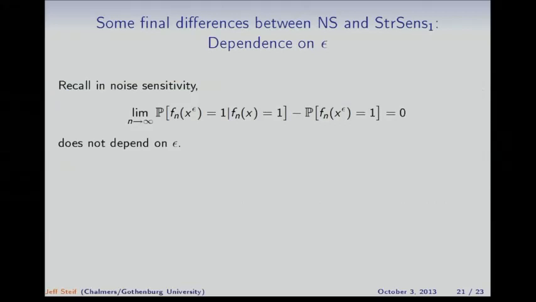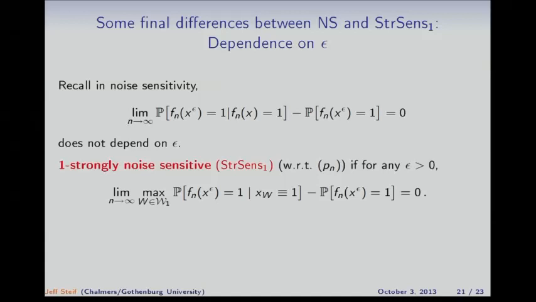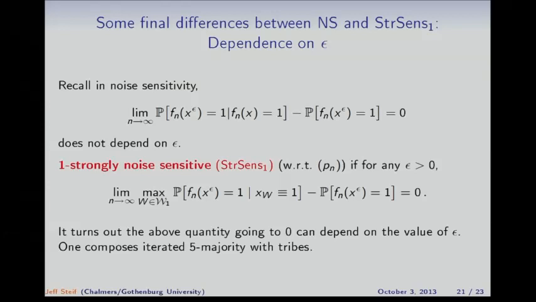In my last 2 and a quarter minutes left, let me quickly mention some differences between noise sensitivity and strong noise sensitivity. One is you have this dependence in noise sensitivity. Noise sensitivity says this quantity is asymptotically independent in ordinary noise sensitivity, and I mentioned this doesn't depend on epsilon. But our definition of strong noise sensitivity required that this thing went to zero. They become asymptotically independent for every value of epsilon. It turns out that whether this goes to zero can depend upon epsilon. So it can be the case that for large epsilon, you get asymptotic independence, and for small, you don't. You can create examples like this. So that's one way in which it's different.